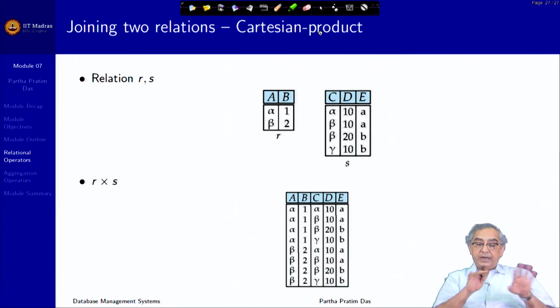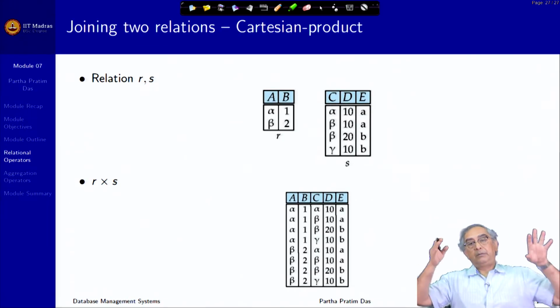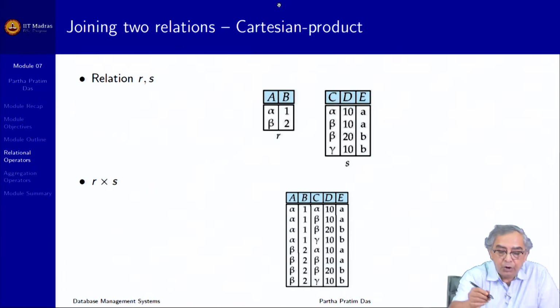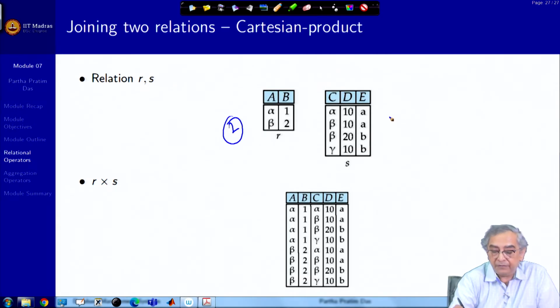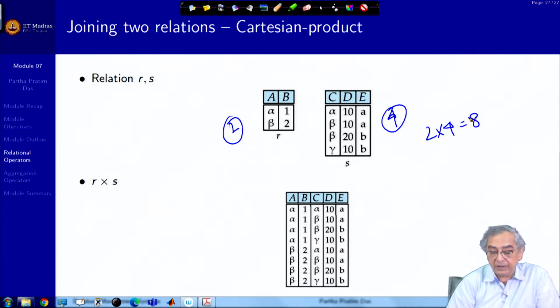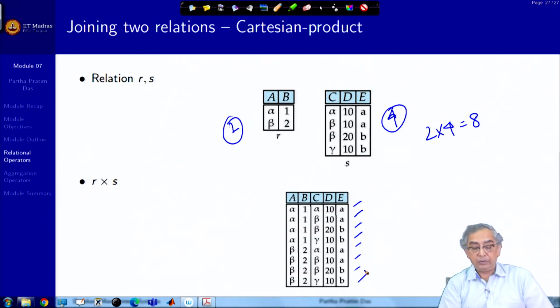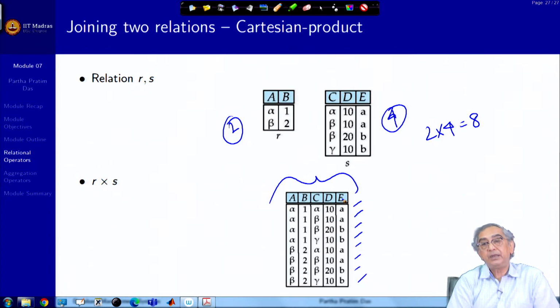Then you have Cartesian product, again a set operation. Take the columns of this, take the columns of this, make all possible combinations. So, you have 2 tuples here, you have 4 tuples here. So, you have 2 cross 4 is 8 tuples, you will get 1, 2, 3, 4, 5, 6, 7, 8. If you really see, all possible pairings of the tuples in table 1 and table 2 are present in the result, which is the Cartesian product of the two relations, right.